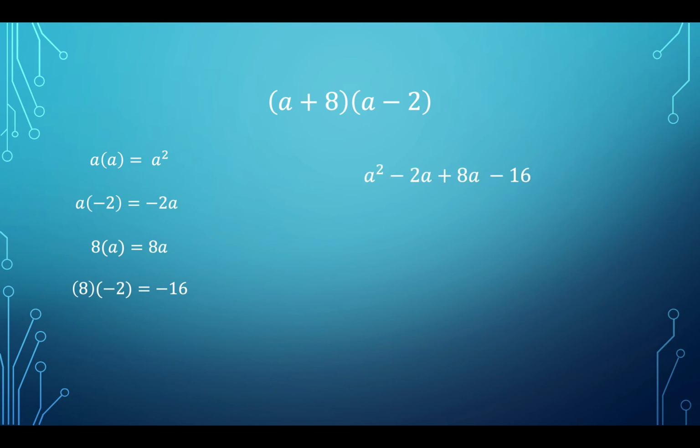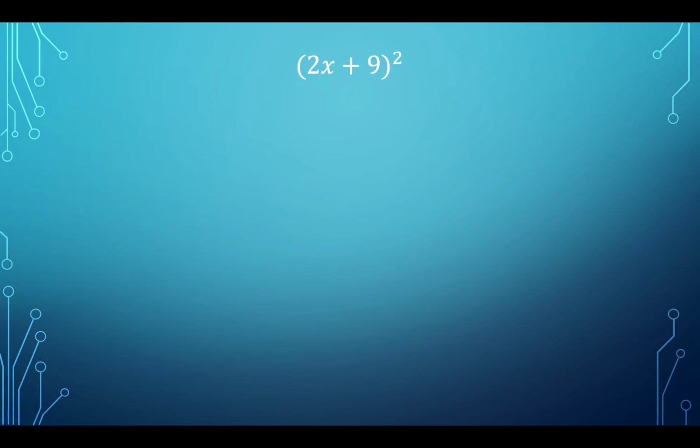Now we're left with a squared minus 2a plus 8a minus 16. Combine like terms, so we're going to do negative 2 plus 8, and that gives us 6. So our final answer is a squared plus 6a minus 16.